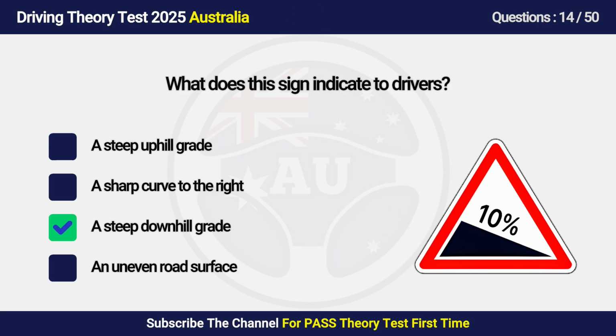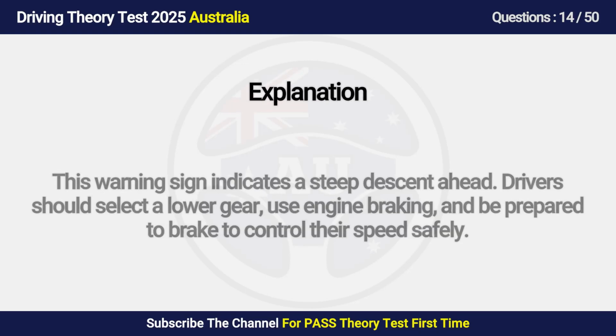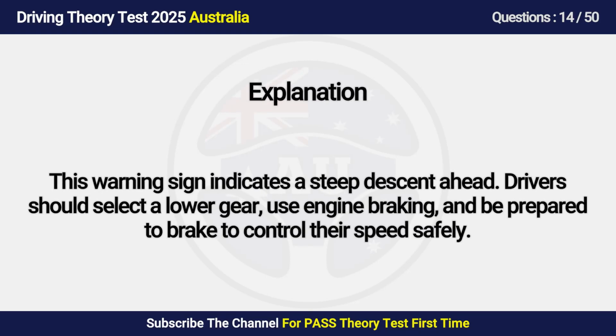Answer is C. A steep downhill grade. This warning sign indicates a steep descent ahead. Drivers should select a lower gear, use engine braking, and be prepared to brake to control their speed safely.